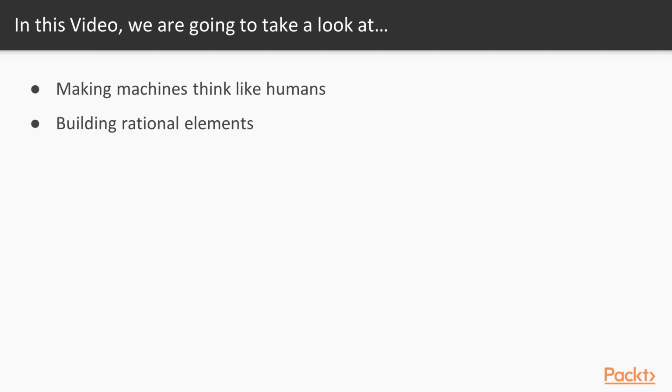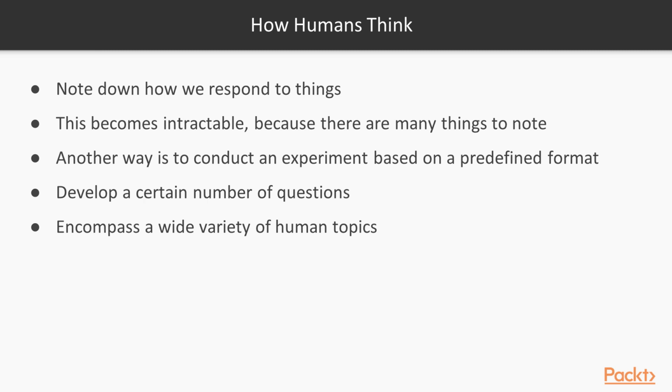build rational elements. For decades, we have been trying to get the machine to think like a human. In order to make this happen, we need to understand how humans think in the first place. One way to do this would be to note down how we respond to things, but this quickly becomes intractable because there are too many things to note down.